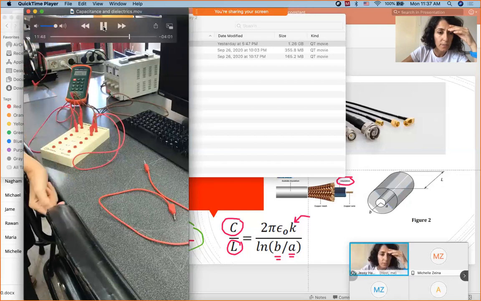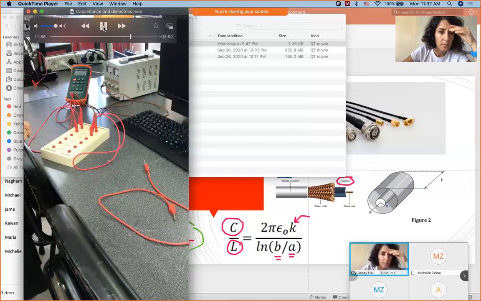You will be asked to connect C1 to C3 in parallel and in series and create random combinations, and do the measurements. Eventually, they will ask you to calculate C equivalent as well, to be able to compare your calculated value to the measured one. All right, now let me show you the BNC cable.